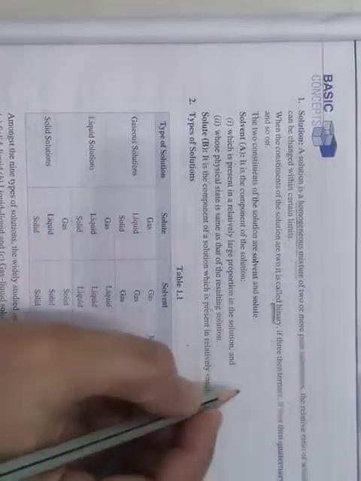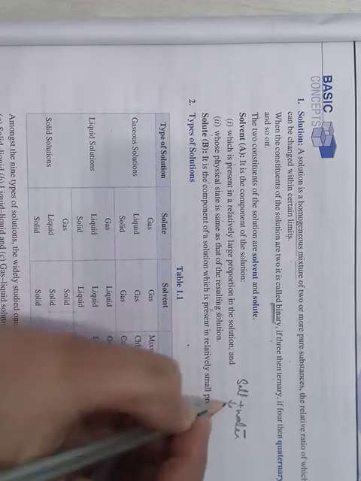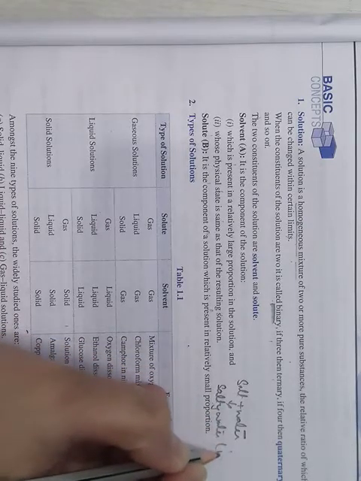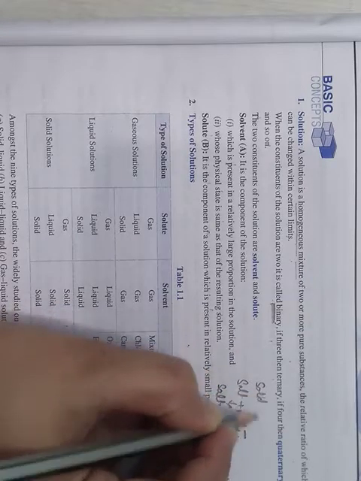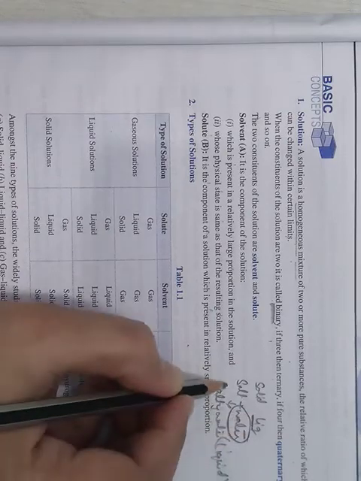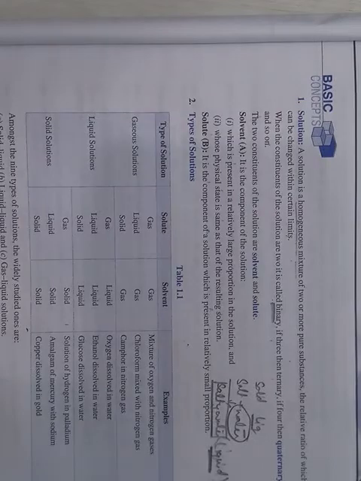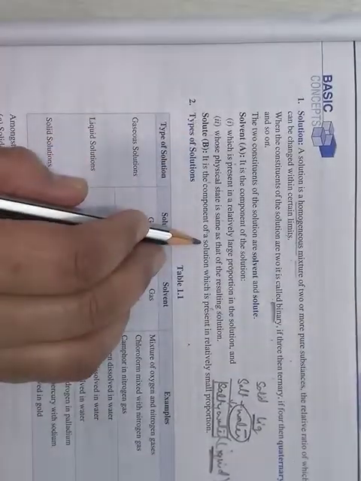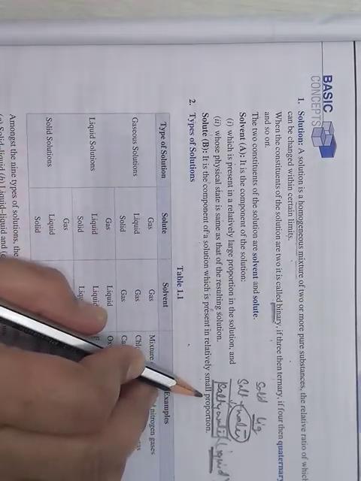So if, as I said, it is salt and water, the solution that forms will be salty water, and that will be liquid, right? So out of these, this is solid and this is liquid. The solvent's state is the same physical state as our resulting solution. This means this, whereas solute is the component of the solution which is present in relatively small proportions.